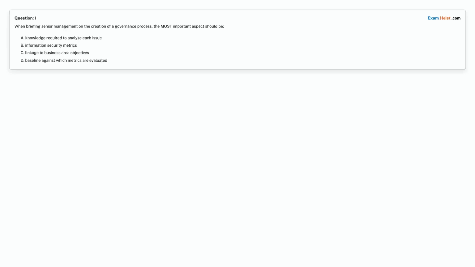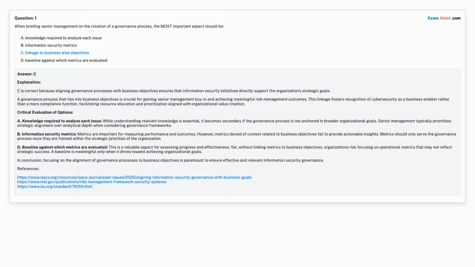Question 1. When briefing senior management on the creation of a governance process, the most important aspect should be: Option A. Knowledge required to analyze each issue. Option B. Information security metrics. Option C. Linkage to business area objectives. Option D. Baseline against which metrics are evaluated. Choose the correct answer. Correct answer is Option C. Linkage to business area objectives.